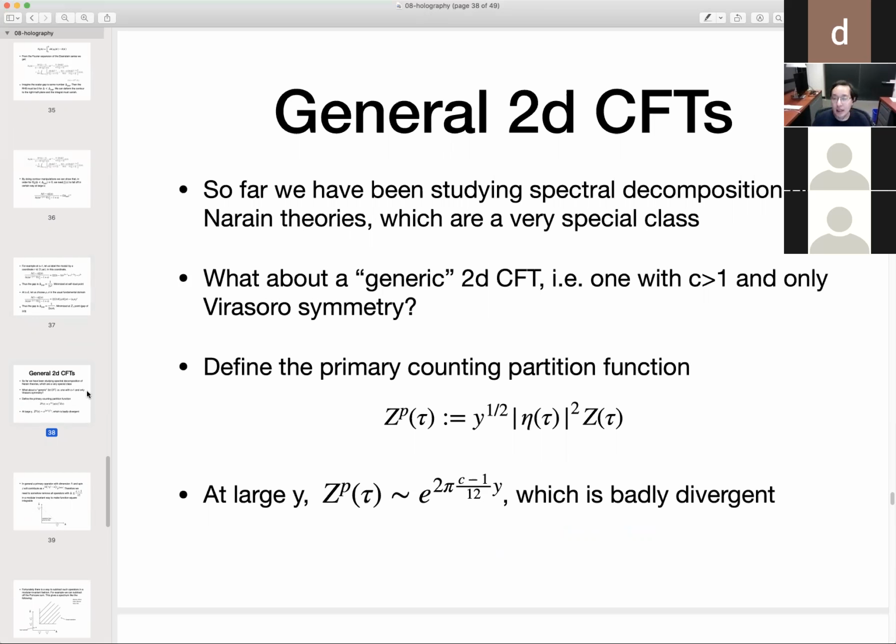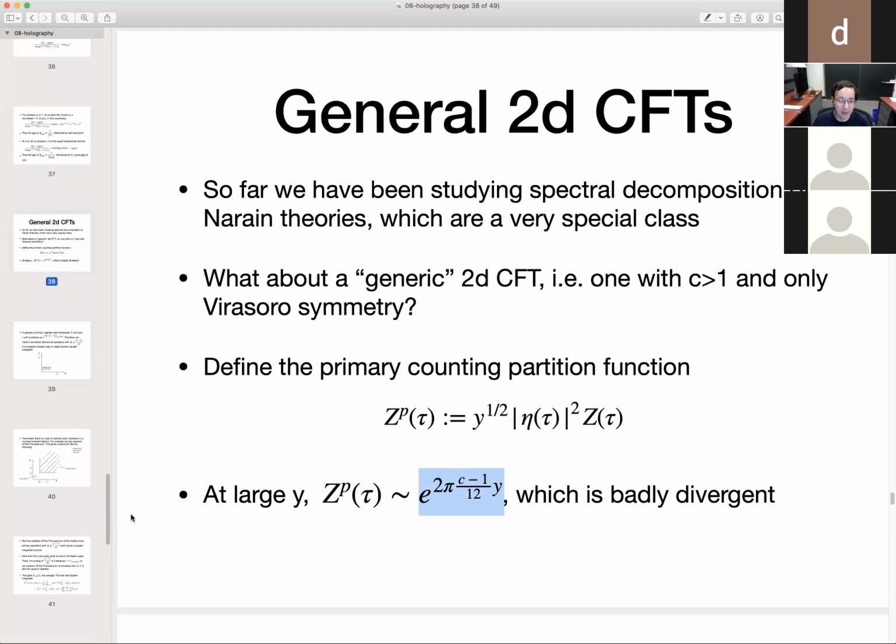So far we've been studying a spectral decomposition of these Narain theories, which are a very special class of theories. What about a generic CFT with only Virasoro symmetry? So here now we can't take out all these U(1)^C different descendants. We can only take out the Virasoro. So let's define the primary partition function where we just take out the Virasoro descendants. And now this still is exponentially divergent, which is a badly divergent exponential.